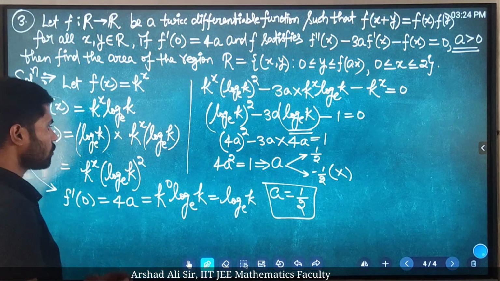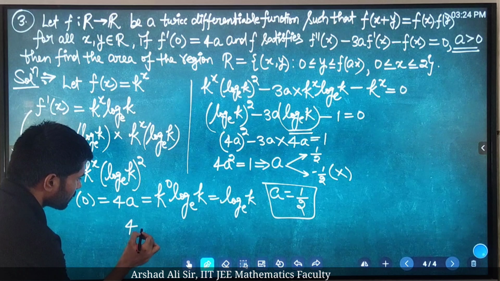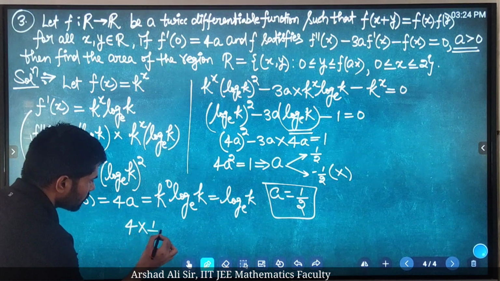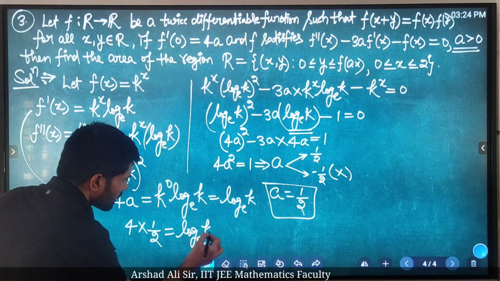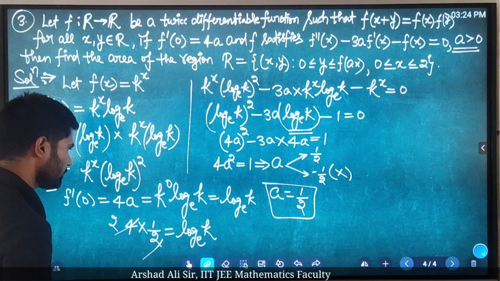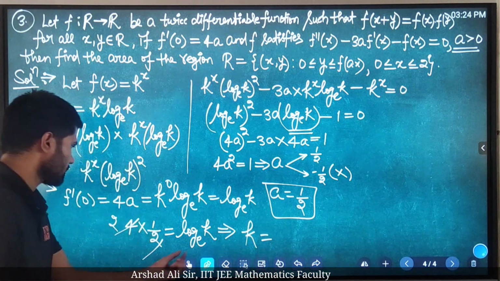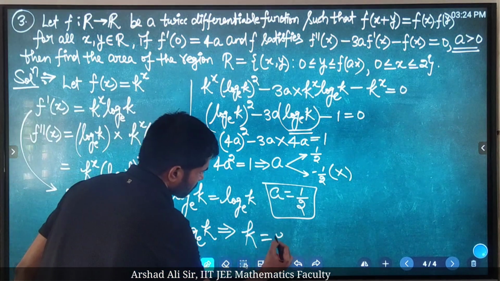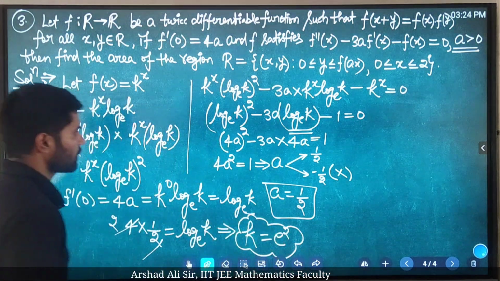Now we can find out the value of k, right? Here 4 times of a. So a means 1 by 2, so 4a is equal to logarithmic e base k, right? So it will become 2. So remove this logarithmic, we can say k is equal to e to the power 2. Okay students, so we got this value, k is equal to e to the power 2.